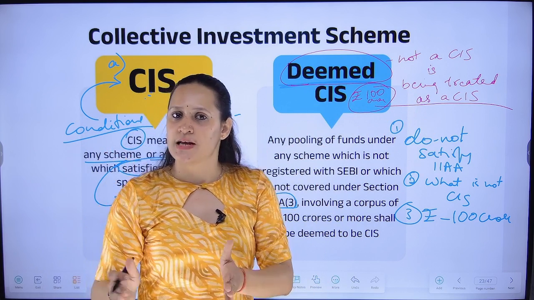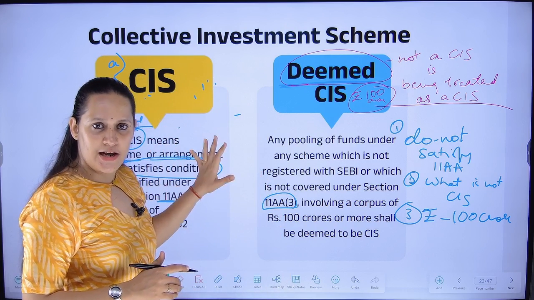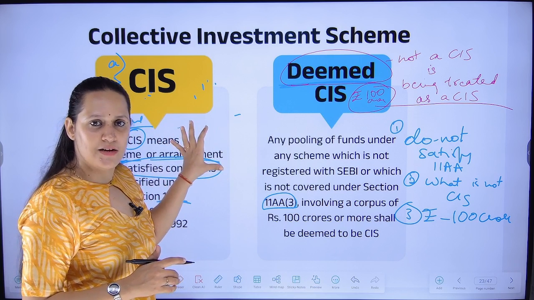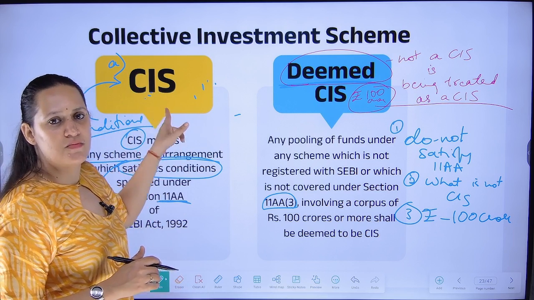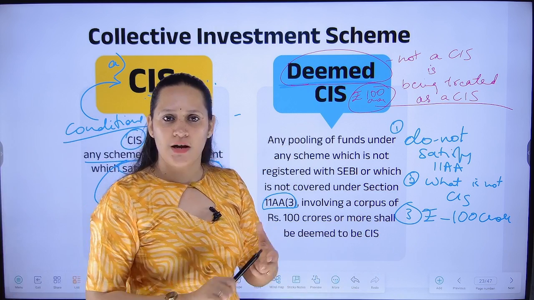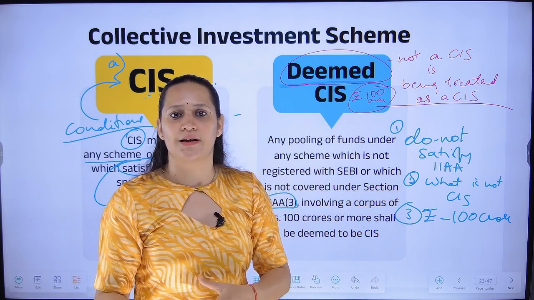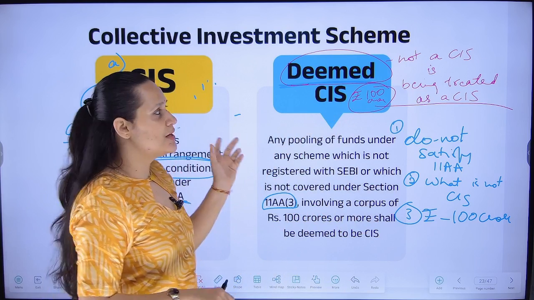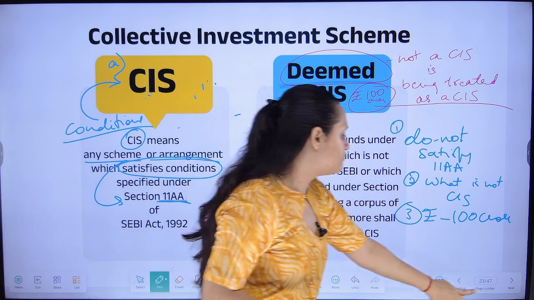So one is regular CIS, which comes under the legal ambit of the CIS regulations. In the CIS regulations, under the SEBI Act itself, we have laid down the conditions. You're satisfying those conditions, that is why you're called a collective investment scheme. The second one is, you do not satisfy the conditions, you're not a collective investment scheme, but you're collecting 100 crore rupees or more from the public at large. That is why we are treating you as a collective investment scheme. So these are the two kinds of schemes.